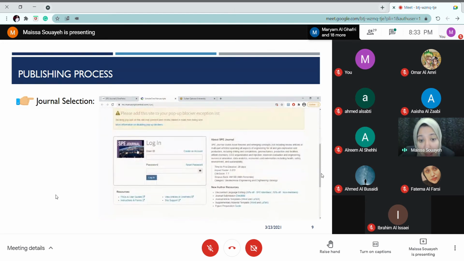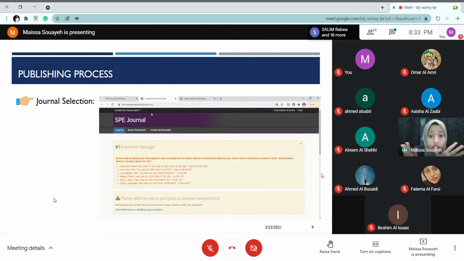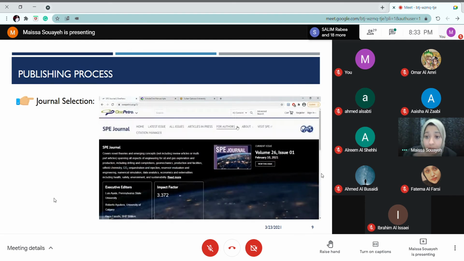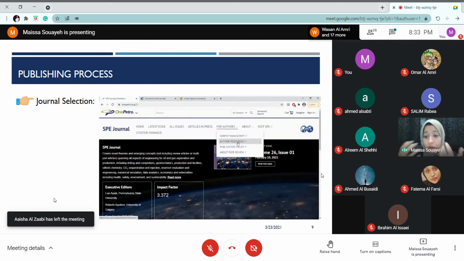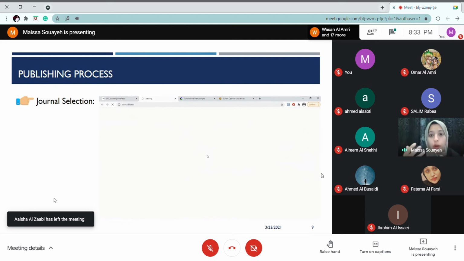Here you can create an account, log in, and upload your manuscript. Also, again, you'll find information about the journal. Also here, time to first decision, 29 days. It means that they are telling you that you will receive your first decision after revision after 29 days. So this will give you more ideas.